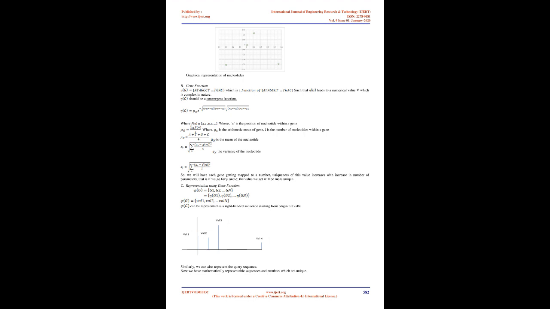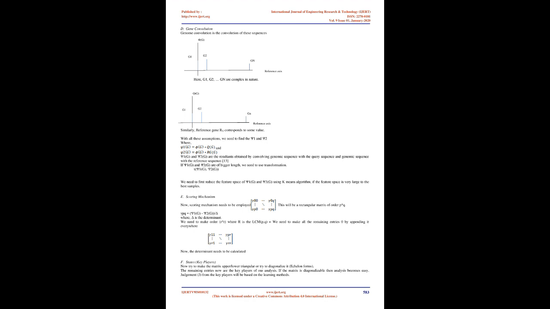With all these assumptions, we need to find the point 1 and point 2, where point 1 G and point 2 G are the resultants obtained by convolving the genomic sequence with the query sequence and the genomic sequence with the reference sequence. If point 1 G and point 2 G are of bigger length, we need to use a transformation T. We need to first reduce the feature space of point 1 G and point 2 G using the k-means algorithm, if the feature space is very large, to the best samples.